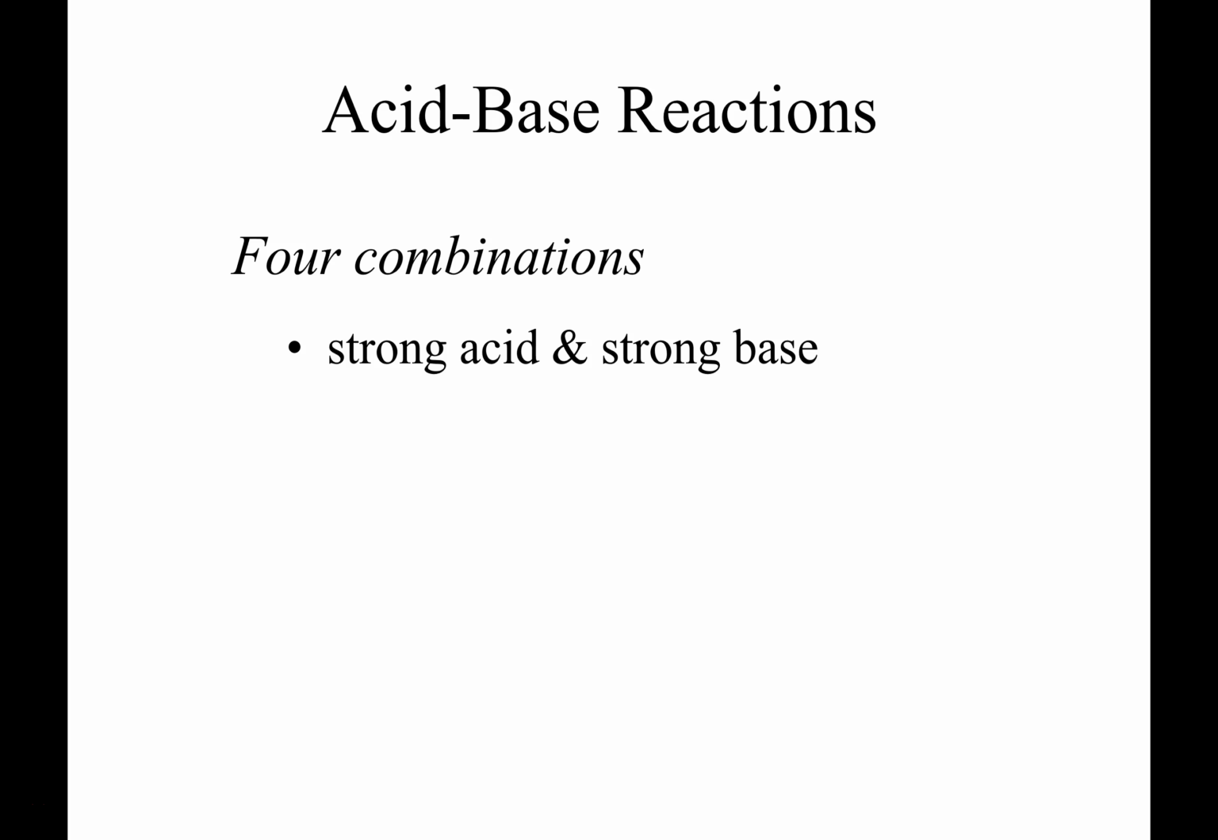But actually, there are 4 possibilities for acid-base titrations, and they go like this: strong acid, strong base. That's what you did in Chem 1. Weak acid, strong base.